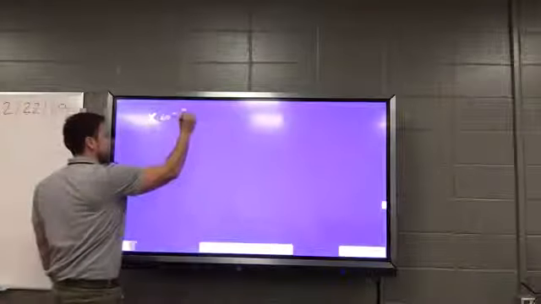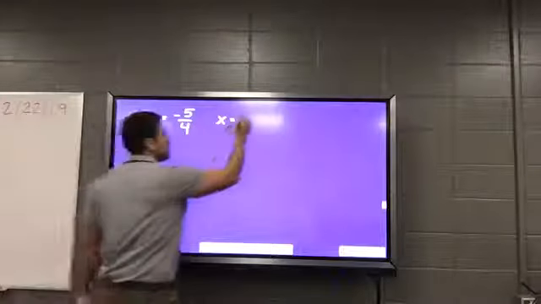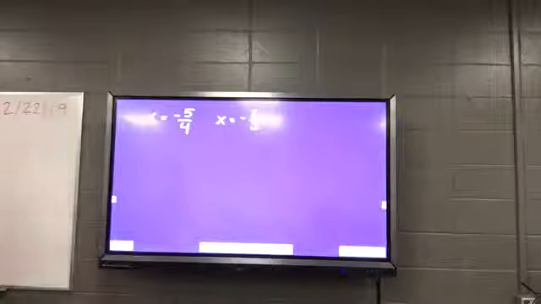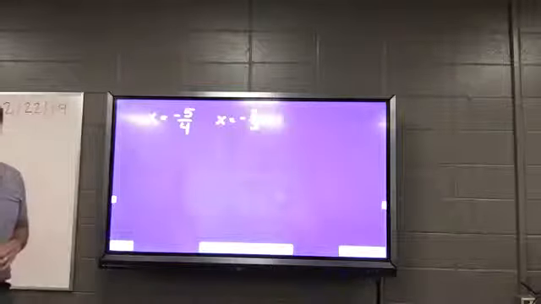X equals -5/4 and x equals -2/3. Can I ask one question about the sign? I got confused. If you multiply by 4, would it be x equals -5? Would you keep the negative? Yeah, it'd be 4x equals -5, right? Correct. -5 would stay.